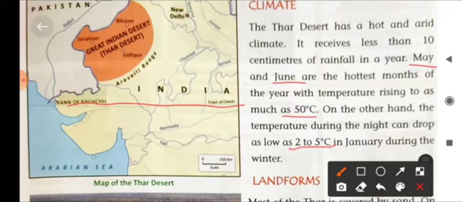As you know, this region can be 50 degrees centigrade in the day, but at night it drops to 2 to 5 degrees, because the sand receives high temperature and also loses it quickly. So in January the temperature is 2 to 5 degrees centigrade during the winter.